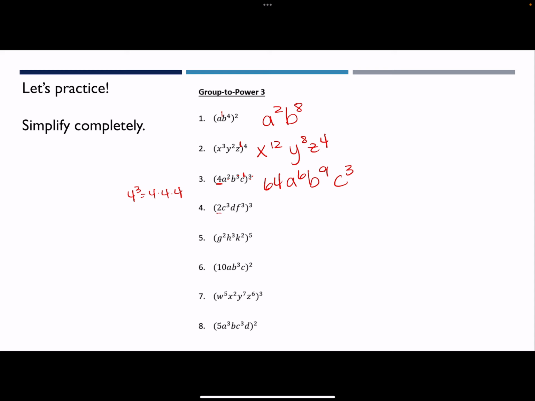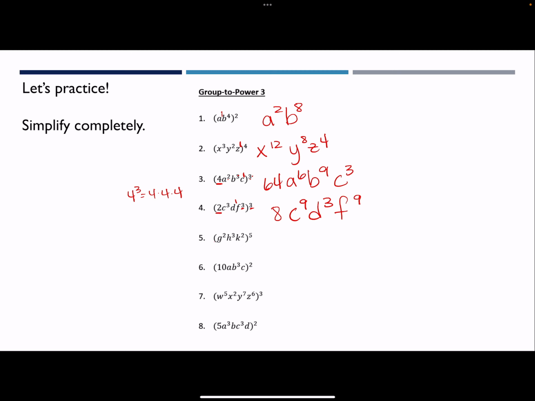Number 4, we have the 2 is the coefficient. 2 to the third is 8. C to the 3 times 3 is 9. D to the 1 times 3 is 3. F to the 3 times 3 is 9.